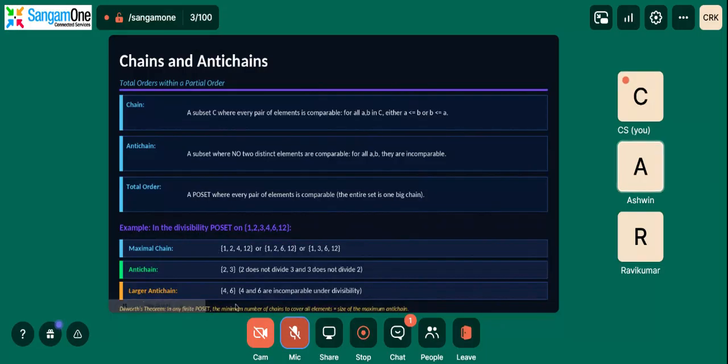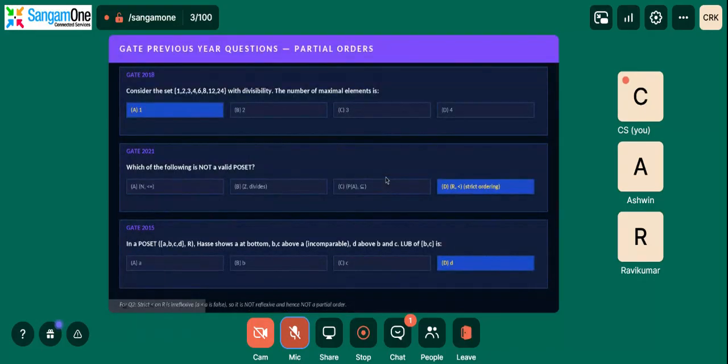Please note down Dilworth's theorem also. In any finite poset, the minimum number of chains needed to cover all elements is equal to the size of the maximum anti-chain. These are the previous year questions you can solve.